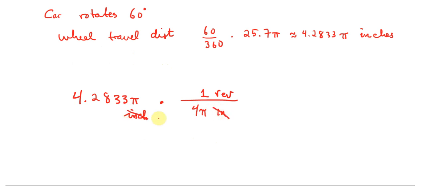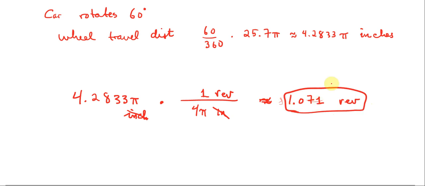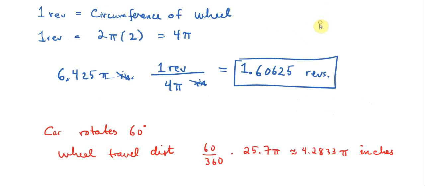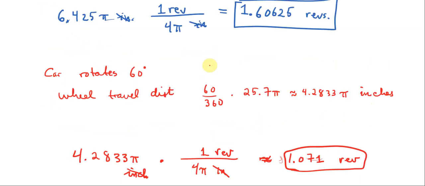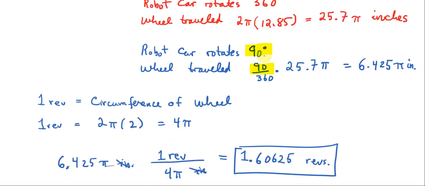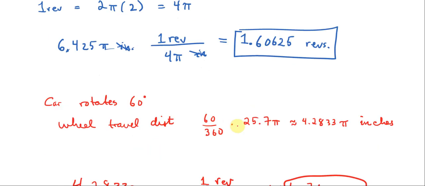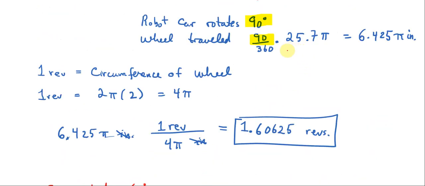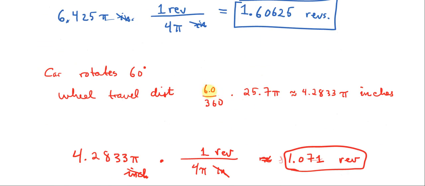In our unit analysis, inches will cancel out, and we end up with 4.28333 pi divided by 4 pi, and this gives me an answer of approximately 1.071 revolutions. So our units here are really important. Comparing the questions that we just answered, once we did all of the hard work for the 90-degree situation, for the 60-degree situation we can piggyback off of that and just plug in 60 right here where we used to have 90.